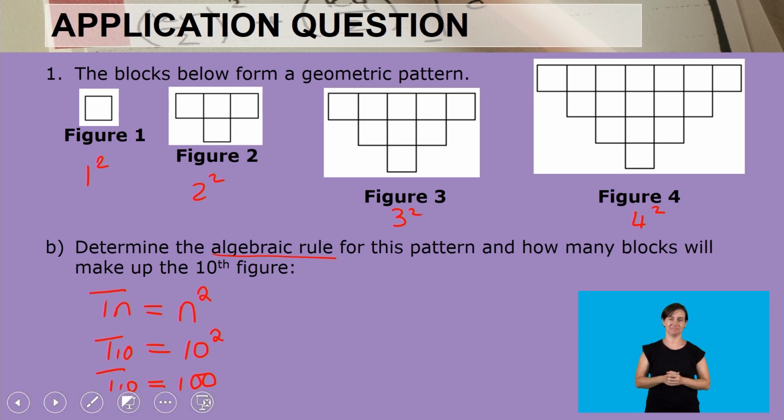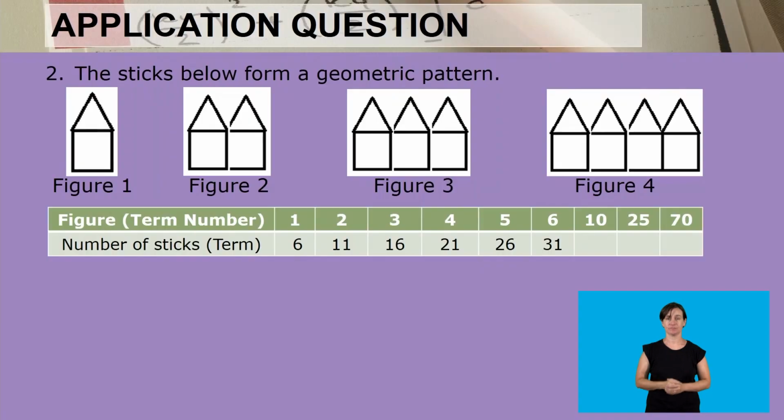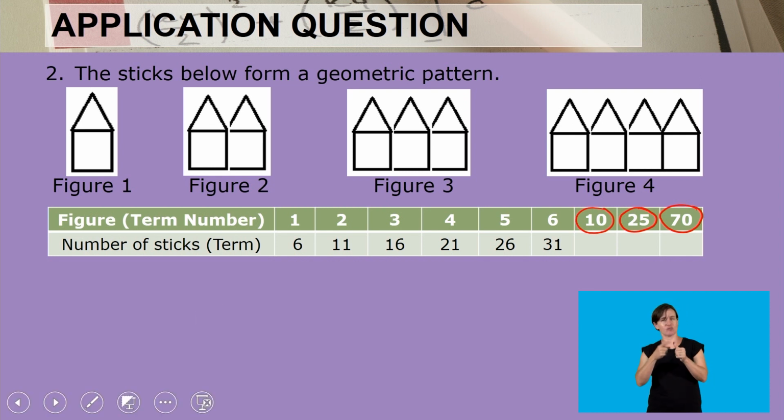Let's move on to our next question. Do you remember those sticks that were making up that house-like figure? Well, here we are again, with the table already filled out up until the 6th term, which we did find. But now, to continue and write down the 10th term, the 25th term, and the 70th term, we need to find that algebraic representation or algebraic rule. So, how are we going to find that?